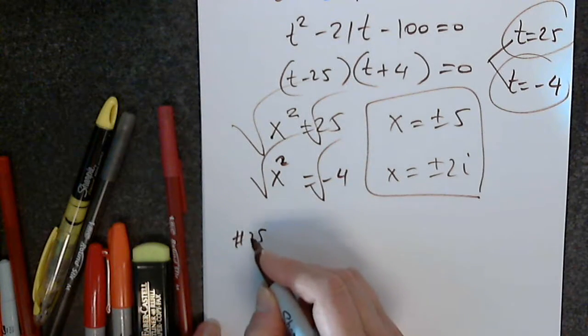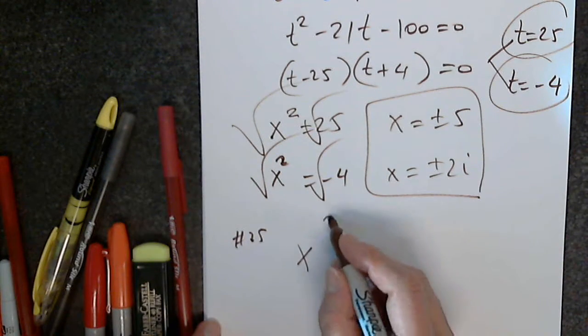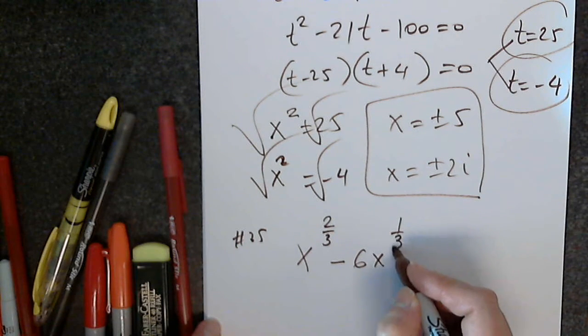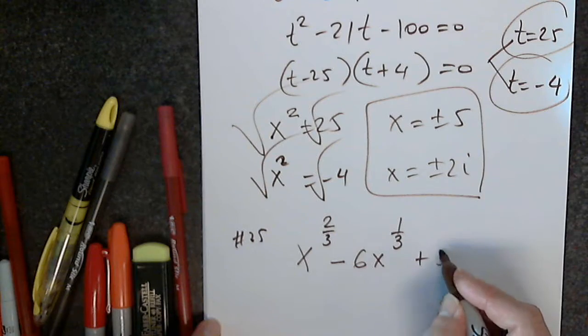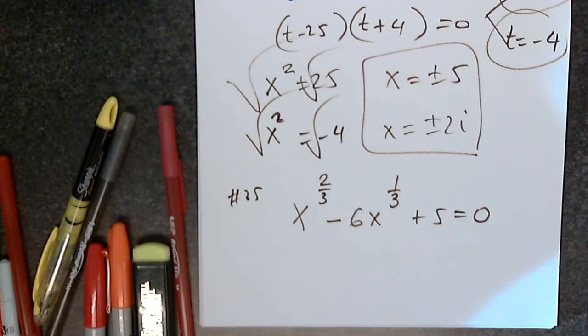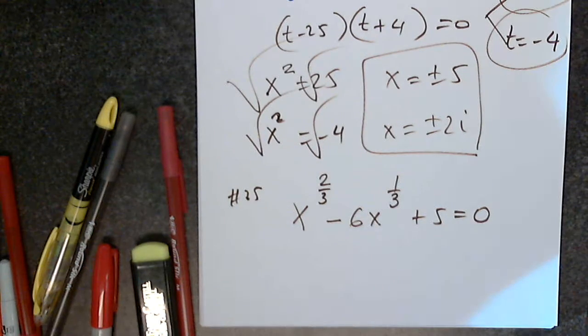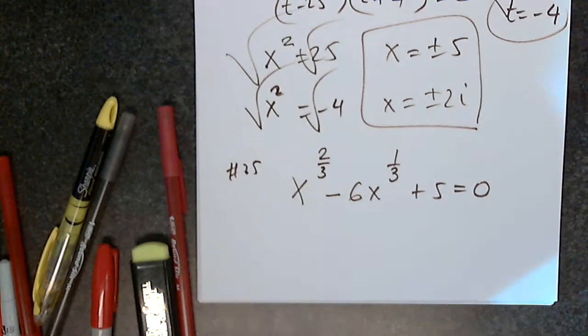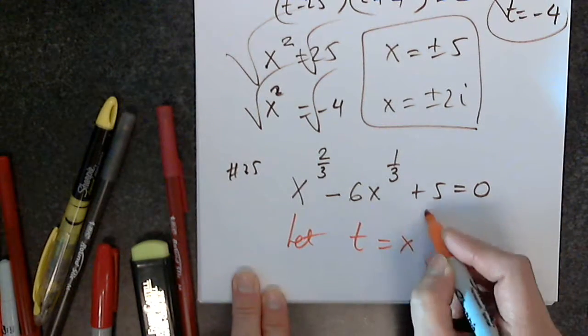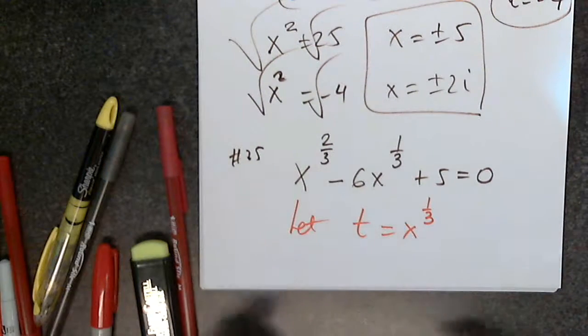If you have questions, stop me, please. x to 2/3 minus 6x to 1/3 and then plus 5 equals 0. Can anyone get us started? Just the starting point. Let t be x to 1/3. Good, 1 minute.